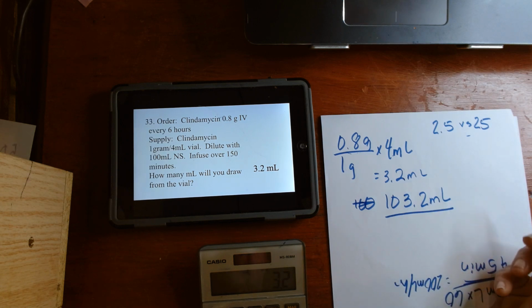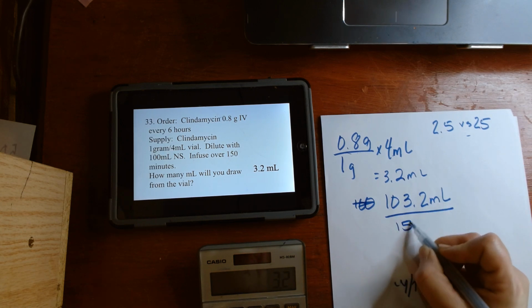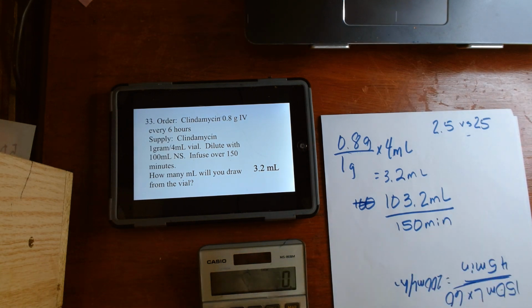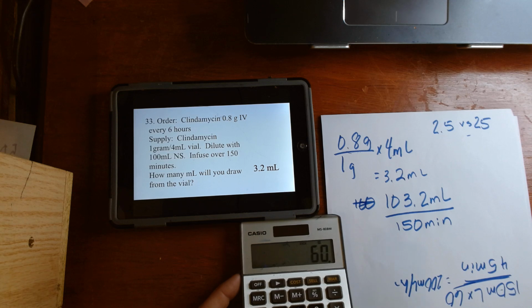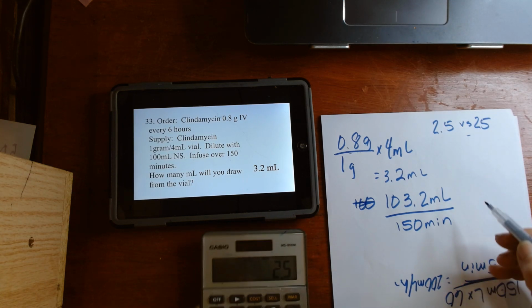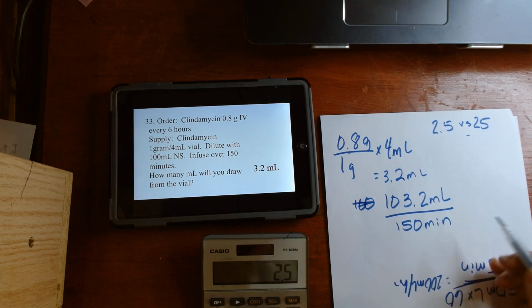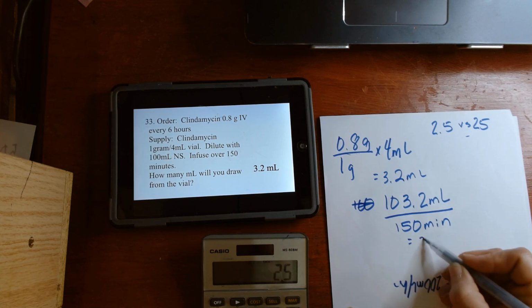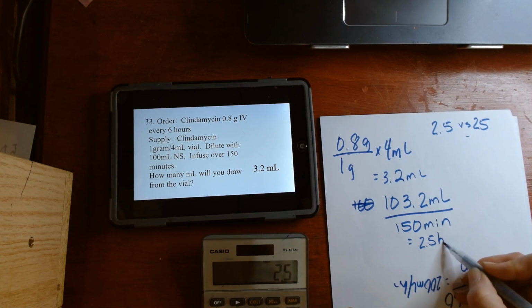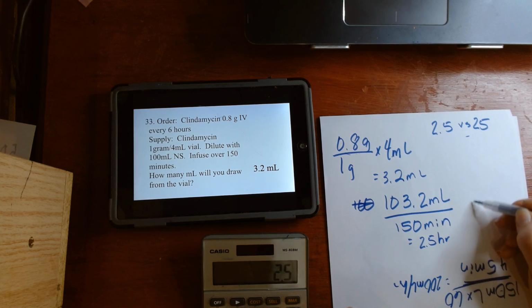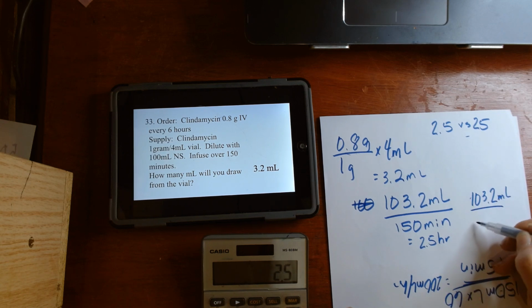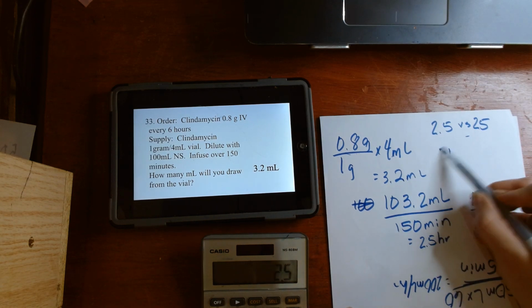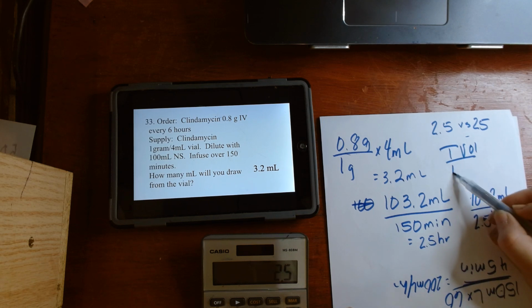And it's going to infuse over 150 minutes. I'm just going to say 150 divided by 60. You could do minutes. 150 minutes equals 2.5 hours. So the total volume is 103.2 mLs divided by 2.5 hours, because milliliters per hour is total volume divided by the time in hours.